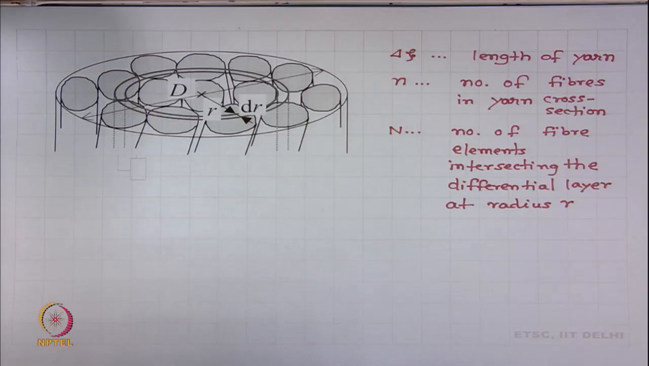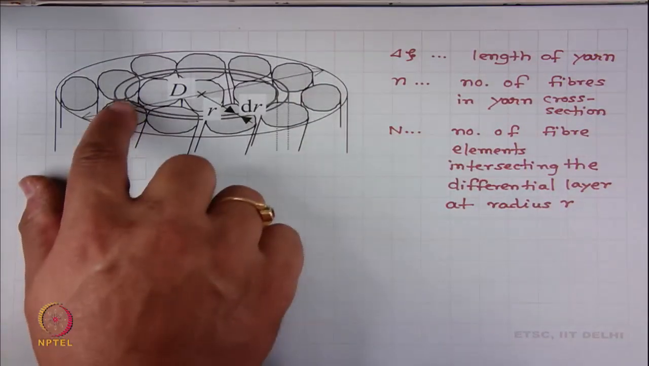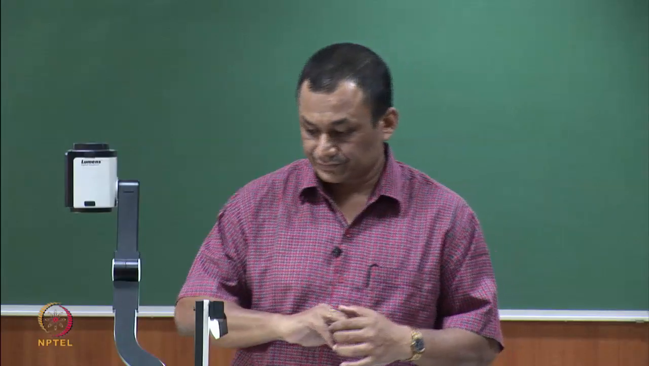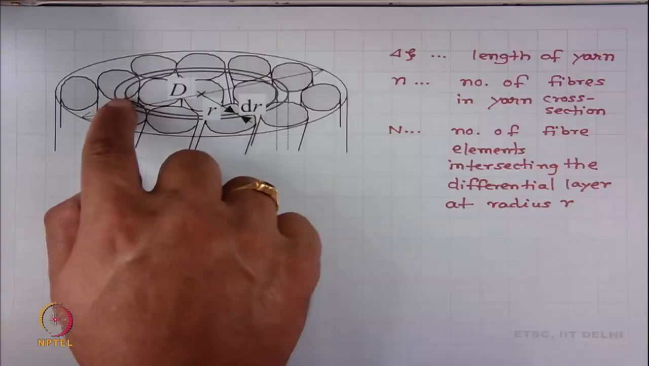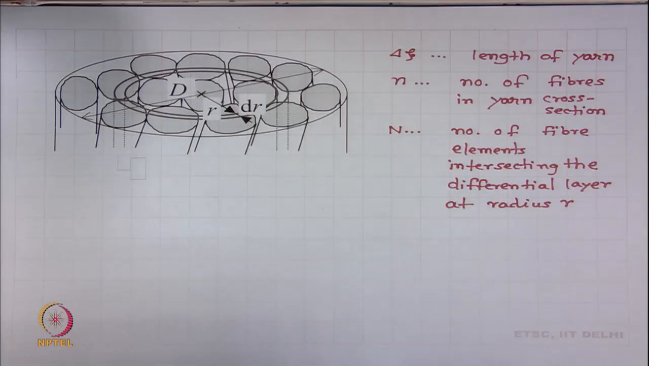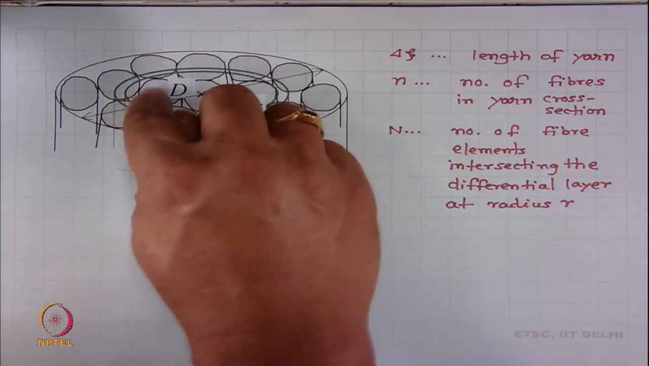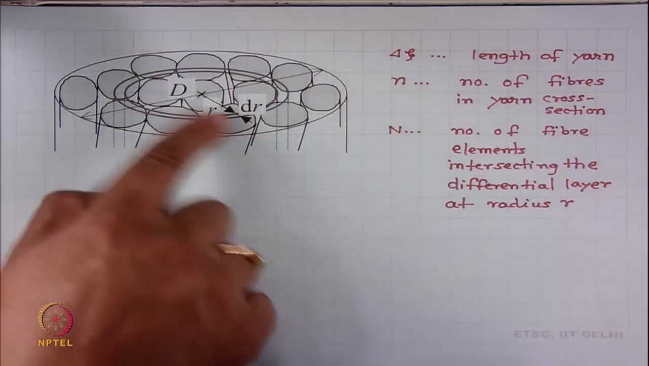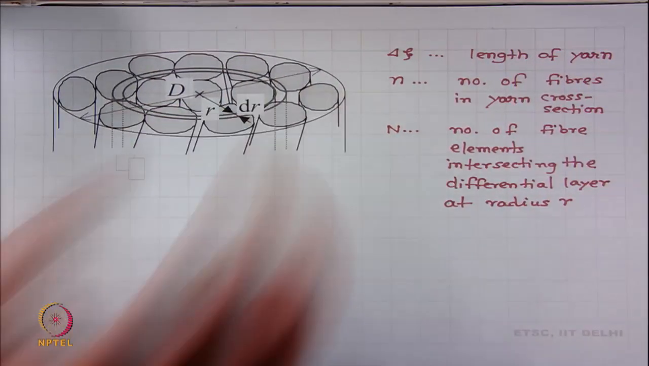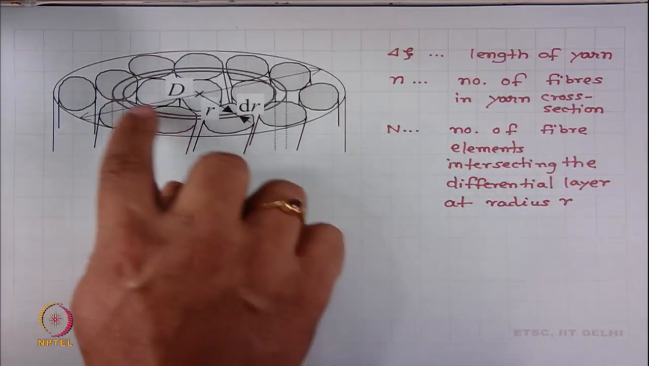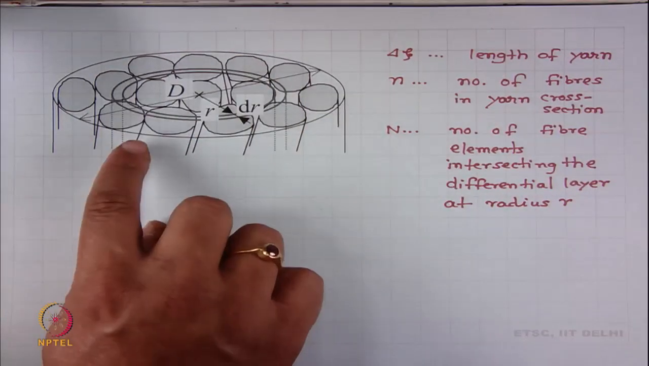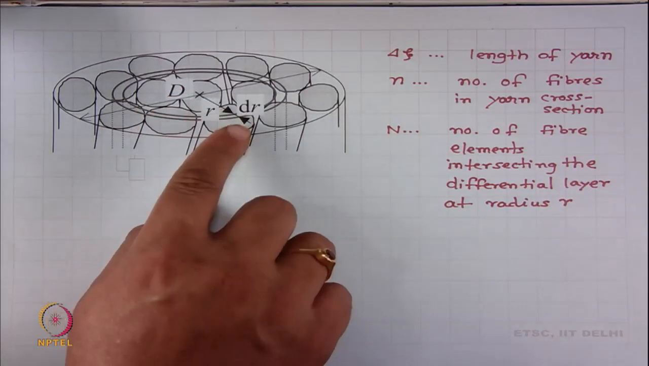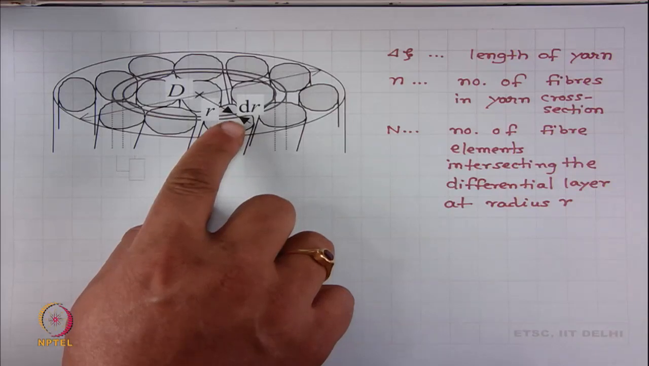What does that mean? Inside the yarn, we think about a differential layer, which is kind of a ring. There could be many fiber segments which will intersect this differential layer. This differential layer is situated at a radius r and its thickness is dr. So, there is a differential layer inside the yarn which is situated at a radius r, and this differential layer has a thickness small dr.